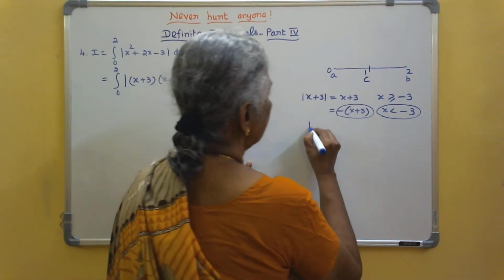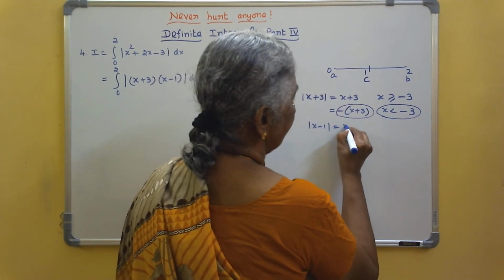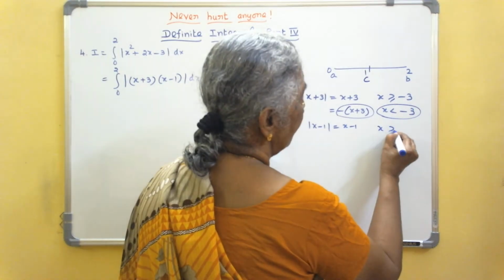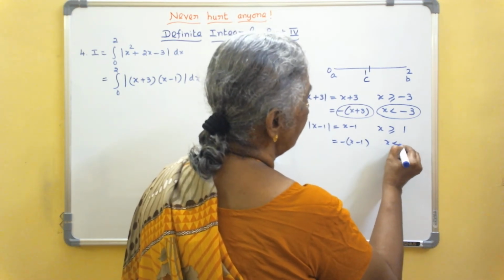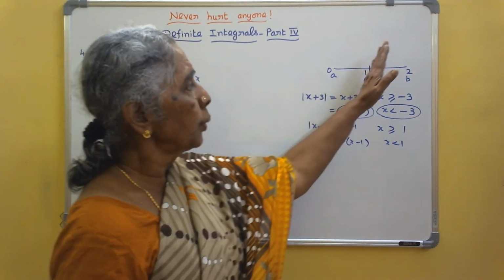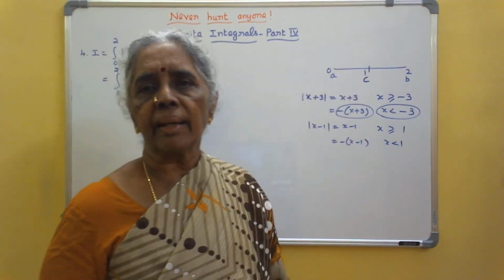Then as far as mod x minus 1 is considered, that is x minus 1 when x is greater than or equal to 1. That is minus of x minus 1 when x is lesser than 1. You know this is lesser and that is greater.